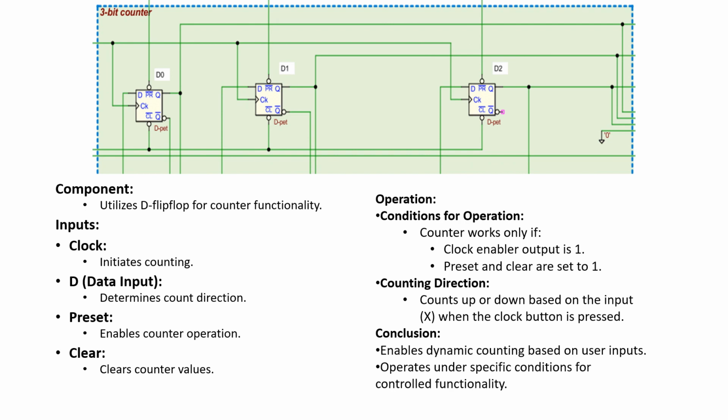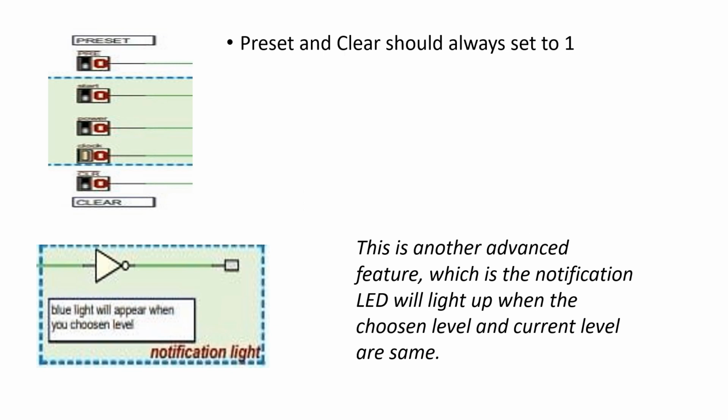We use 3 D flip-flops for the counter functionality, and the inputs for the D flip-flop are clock, D, preset, and clear. The clock is to initiate the counting, D is to determine the count direction, preset is to enable the counter operation, and clear is to clear the counter value. The counter works only if the clock disabler output is 1 and preset and clear are set to 1. The counter will count up when the input X is 0, and count down when the input X is 1. The preset and clear in the circuit always need to be set to 1 so that the counter can function properly. If not, the function will not operate.